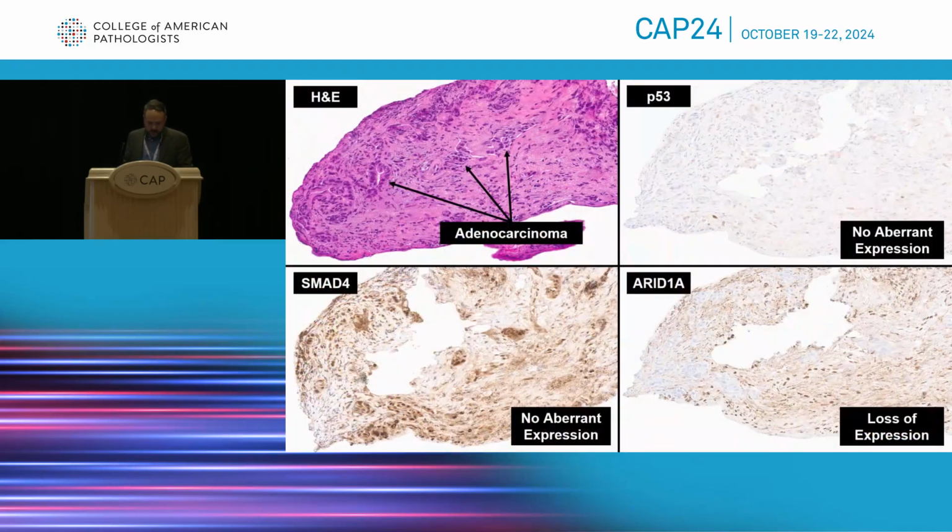So here's another case where you have a biopsy with the H&E. There's adenocarcinoma infiltrating fibrous tissue. With P53, there's no aberrant expression. SMAD4 also shows no aberrant expression, but with the marker ARID1A, which is one that was talked about previously, there's a loss of expression in these atypical islands, and then there's preserved expression in some of the normal cells in the background.